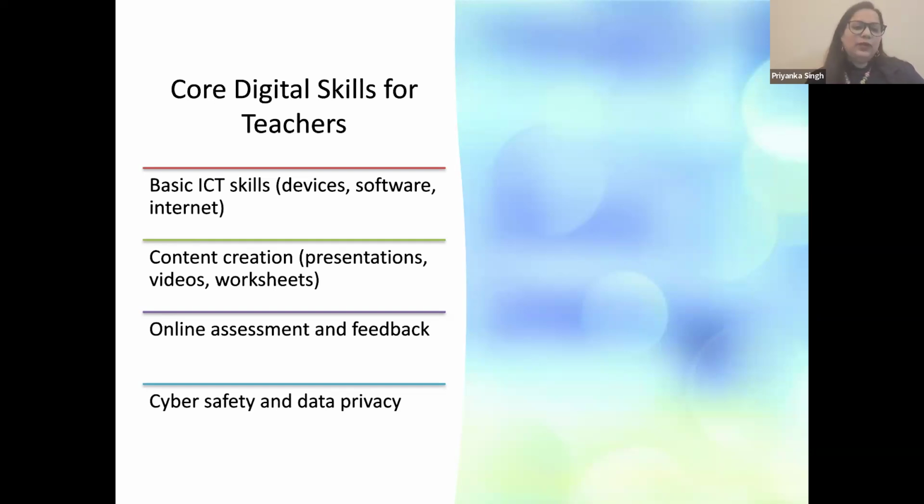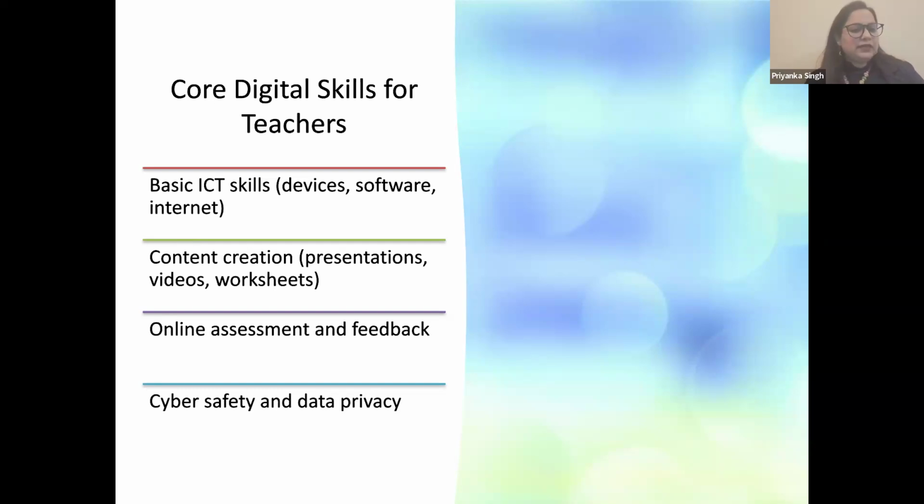Assessment and feedback, a very important area, but we always trust our pen and paper for assessment and feedback. But we have so many tools nowadays using which you can have your summative and formative assessment, both: Kahoot, Microsoft Forms, quizzes, and there are so many other quizzes also, Google Forms as well. These all tools you can use for your assessment and for getting a feedback as well.